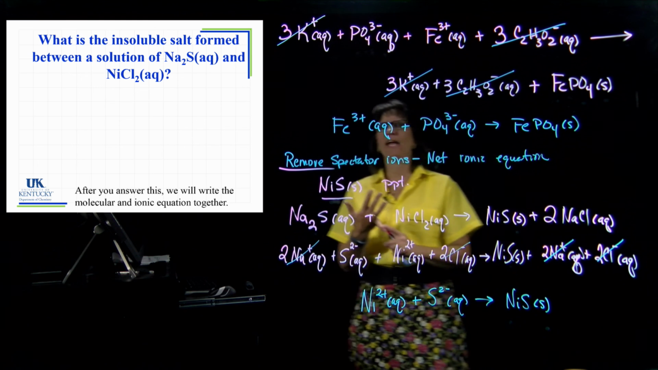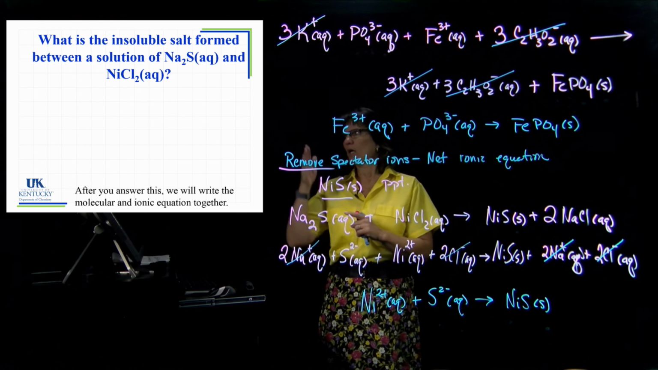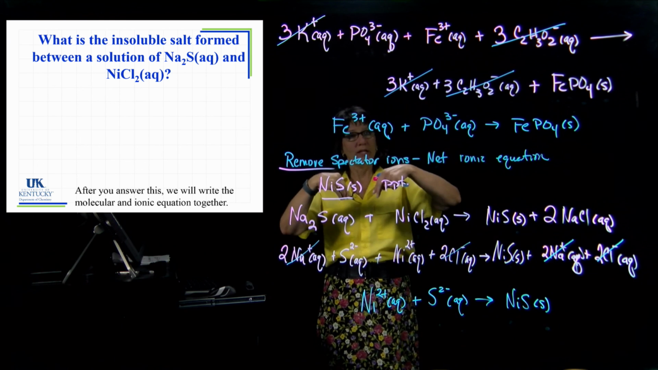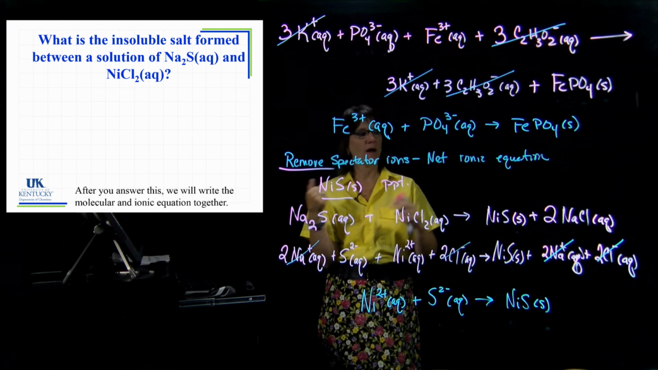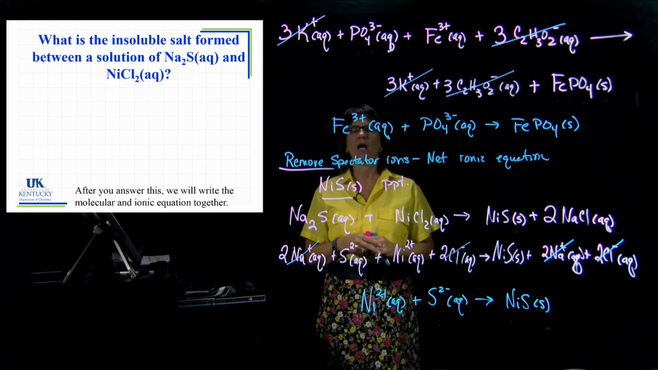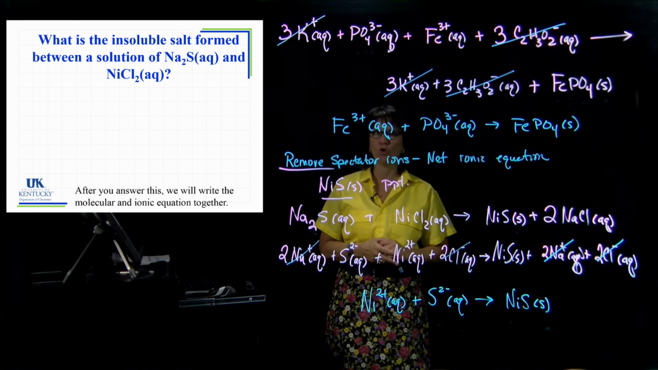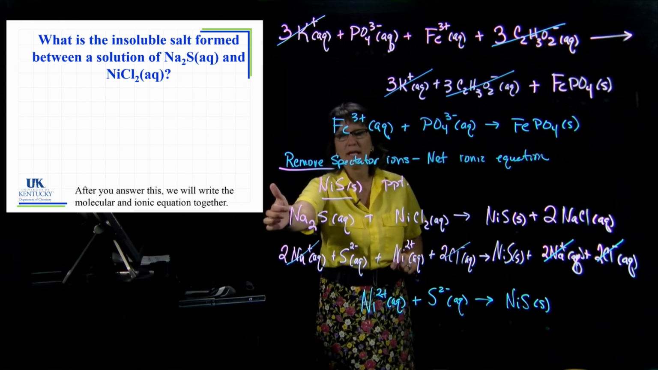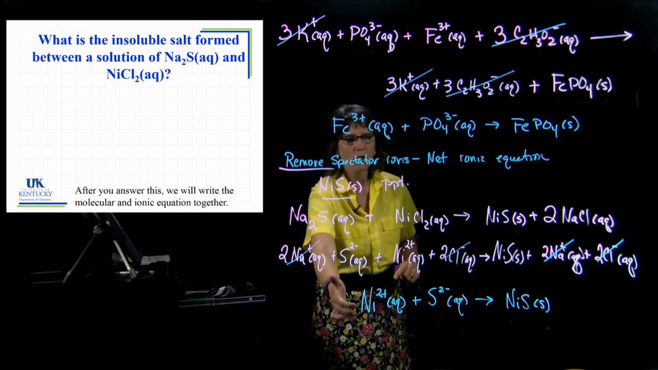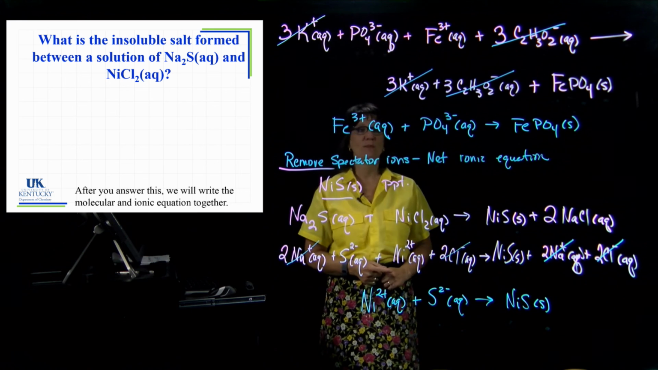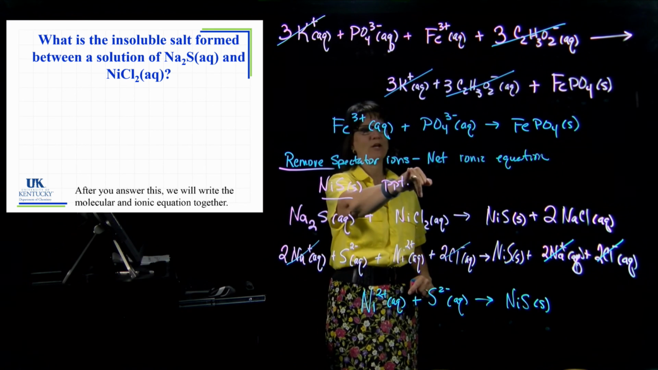So, I expect you to be able to look at what's being put into solution and be able to determine the products of a precipitation reaction. I expect you to be able to write it in the form of a molecular equation, a complete ionic equation, or a net ionic equation, and I expect you to know the definition of what a spectator ion is.